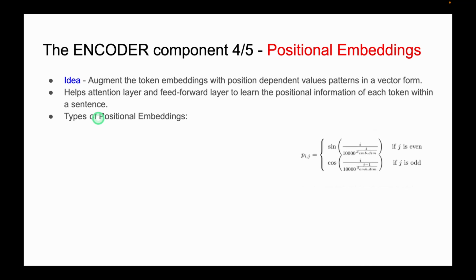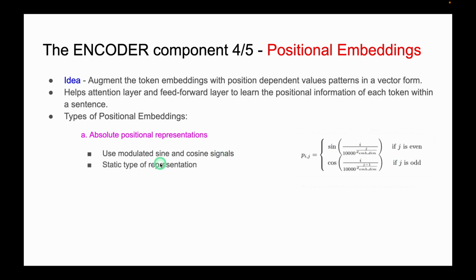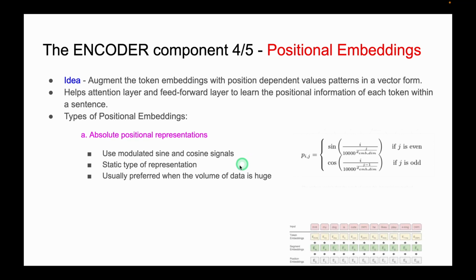The first type is absolute positional representation. In this type of representation, they use modulated sine and cosine signals to encode the position of the tokens. This is a static type of representation and works well when the volume of data is very huge. The next kind is called relative position embeddings, or relative positional representations.